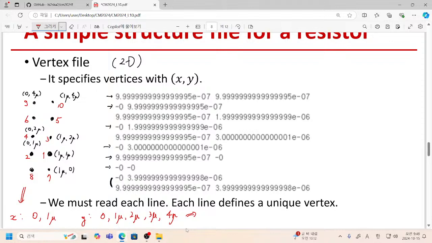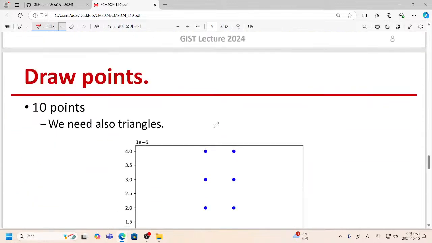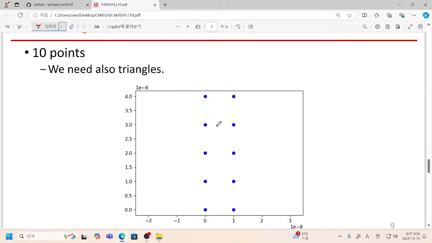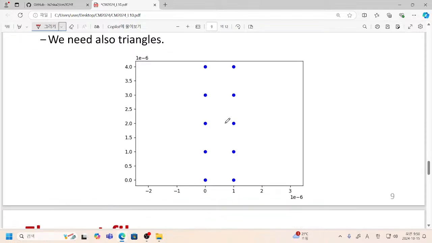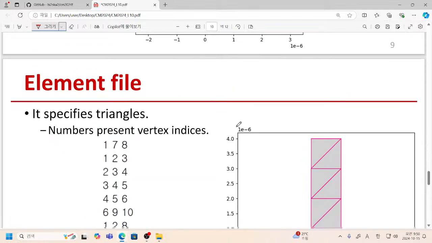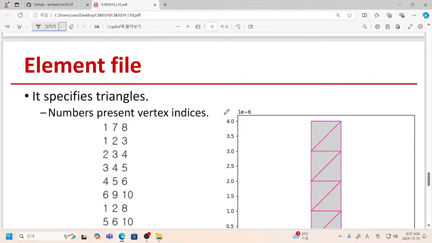Well, now you have 10 points, but as I told you before, although we have 10 points, that does not necessarily mean that we have a rectangle here. We must also identify triangles to cover our entire domain. Where can you find that information? For that purpose, we need a separate file.